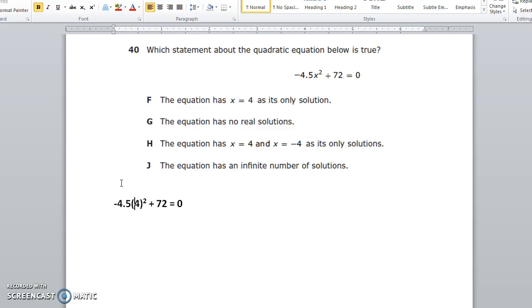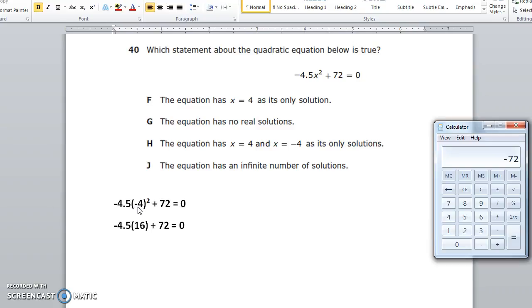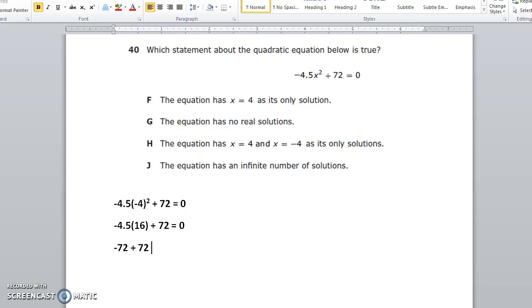Now I plug in a -4. Same thing, order of operations. I'm going to first do -4 times -4. A -4 times a -4 gives me a +16. -4.5 times 16, I did that earlier. I got -72. So -72 plus 72 equals 0, and 0 equals 0. So is that true? Yes, that's also true. So not only can x be 4, but when I plugged in x equal to -4, I also got a true statement, which means x is both +4 and -4. So it looks like H is right, but let's check J.